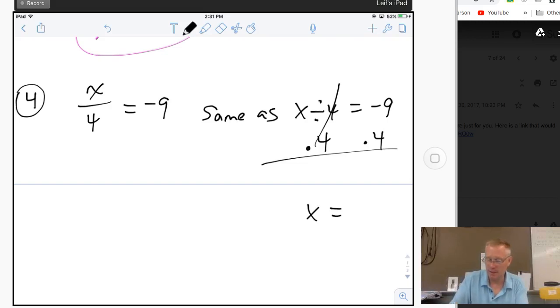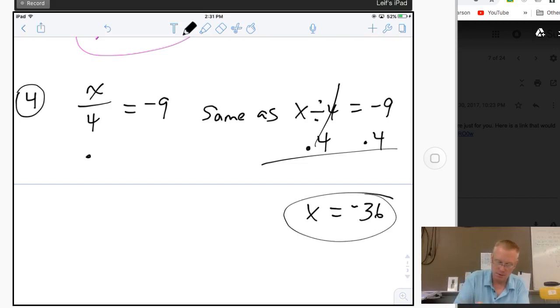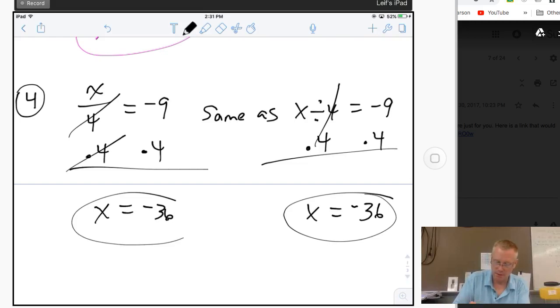And then I take negative 9 times 4, which is a negative number. 9 times 4 is 36. And there's the answer. Same thing you get over here. You could have gone straight this way. And then these cancel. I'm left with x equals negative 36. All right, so that's the answer to that one.